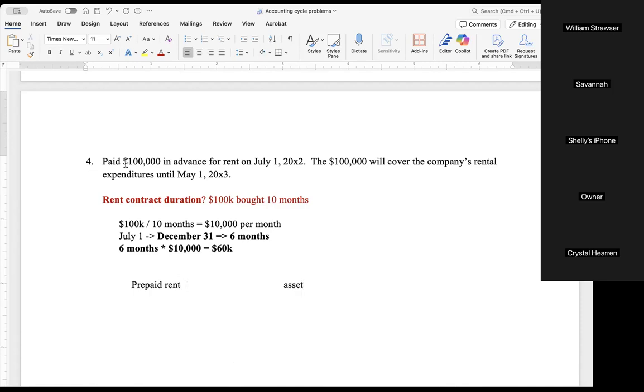Basically, the $100,000 when we paid it created a prepaid rent account for 100,000. But now that 6 months have passed, we're making this record at December 31st. Then we want to, oops, sorry, debit prepaid rent. And I'm sorry, credit. I said debit, but credit prepaid rent.